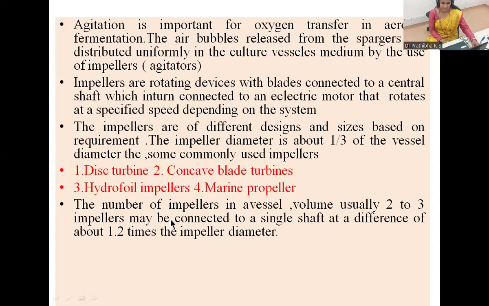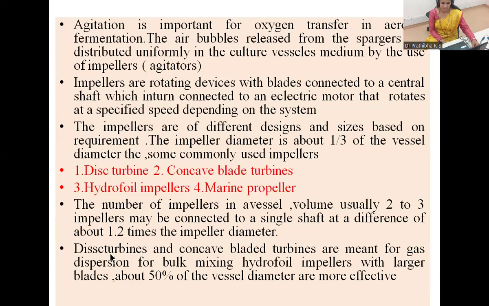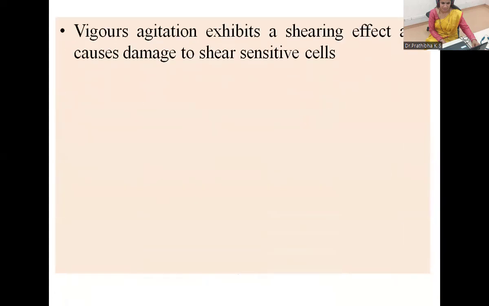The number of impellers in a vessel mainly depends upon the container and also the volume. Usually 2 to 3 impellers may be connected to a single shaft at a distance of about 1.2 times the impeller diameter, based on impeller diameter. The disc turbines and the concave blade turbines are meant for gas dispersion and bulk mixing, whereas hydrofoil impellers with larger blades, about 50% of the vessel diameter, are more effective in that particular case. And further, vigorous agitation.